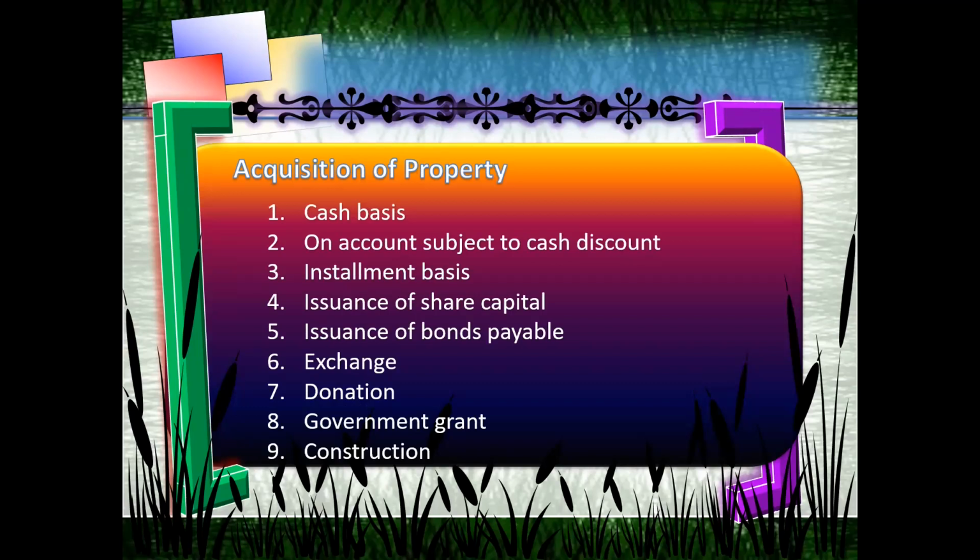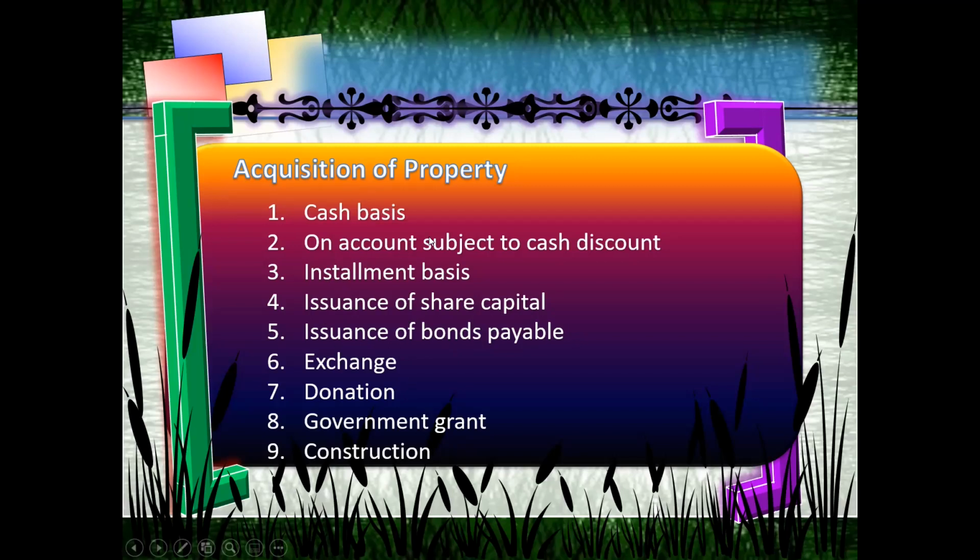First is the cash basis. Second is on account, which is subject to cash discount. It can be on installment basis. The property can be acquired by issuance of share capital, where you issued shares, or issued bonds, or by exchange. Or maybe it was donated or there is a government grant. And lastly, what if you constructed it, like self-constructed assets. So these are the different ways of acquiring property.